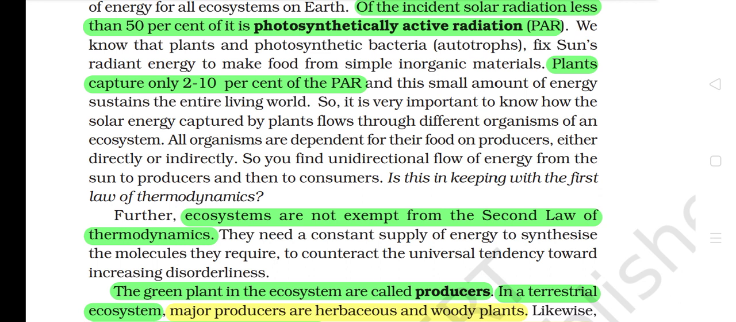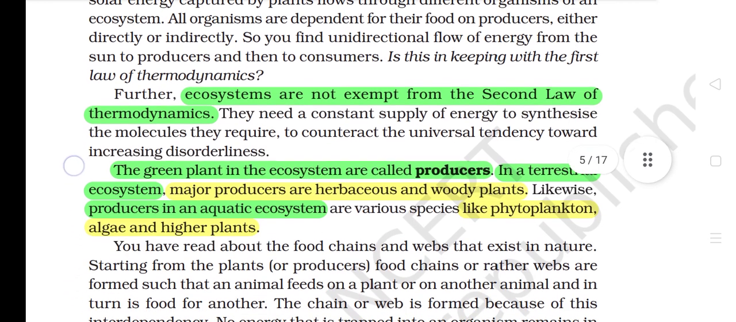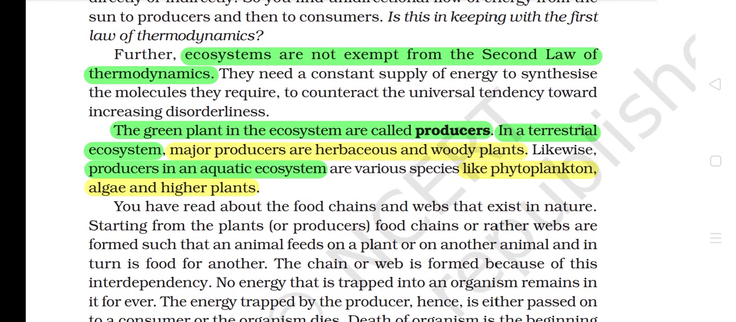So it is very important to know how the solar energy captured by plants flows through different organisms of an ecosystem. All organisms are dependent for their food on producers, either directly or indirectly. So you find unidirectional flow of energy from the sun to producers and then to consumers. Is this in keeping with the first law of thermodynamics? Further, ecosystems are not exempt from the second law of thermodynamics. They need a constant supply of energy to synthesize the molecules they require to counteract the universal tendency toward increasing disorderliness.